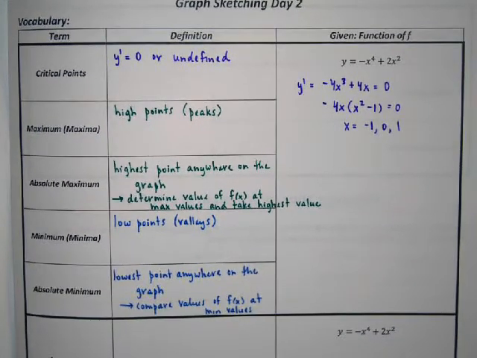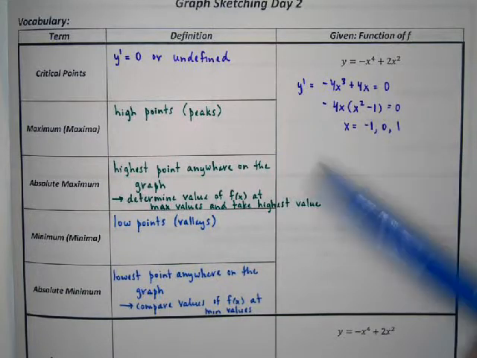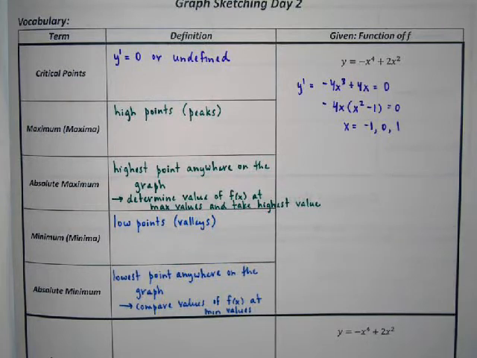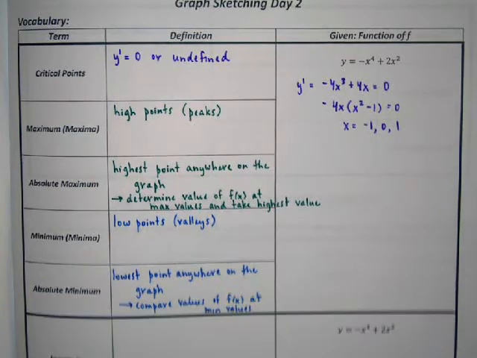Now, at this point, it seems a little tricky to determine how we're going to find these maximum minimum values just by knowing these critical points. And so I'm actually going to move down and look at increasing and decreasing and then revisit our max and min values.